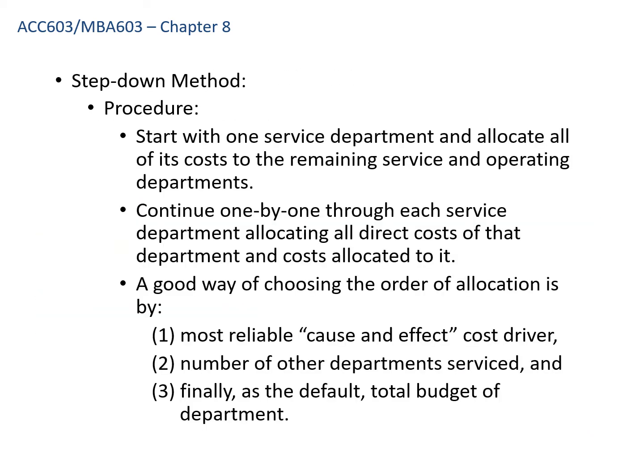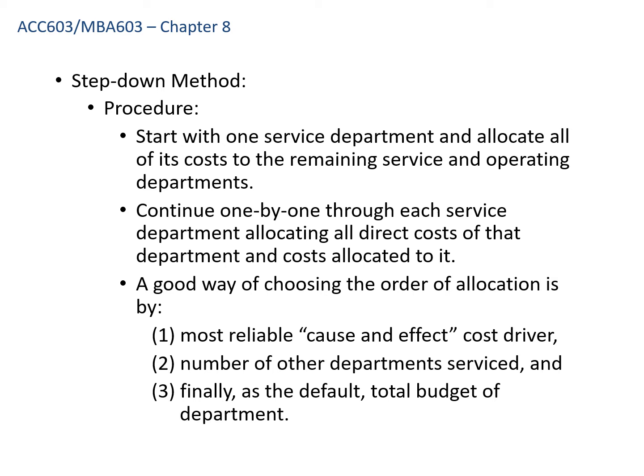The next method, which I'd have to say is my favorite method, is to start with one service department and do all of the allocations. Allocate all of its cost to the remaining service departments and the operating departments. We ignore how much it gets for itself. Then I go to the next service department, do all the allocations, which is going to include some of the first service department, and keep going through all the service departments that way. So the order in which you do it can make somewhat of a difference. You could do it a couple of different ways.